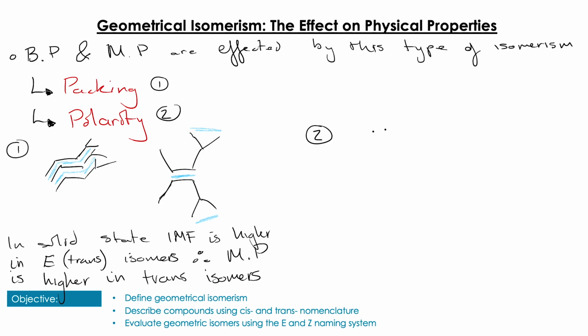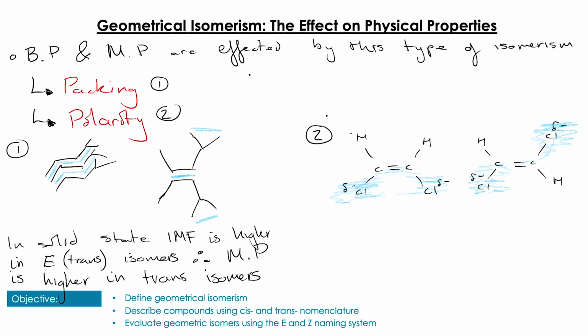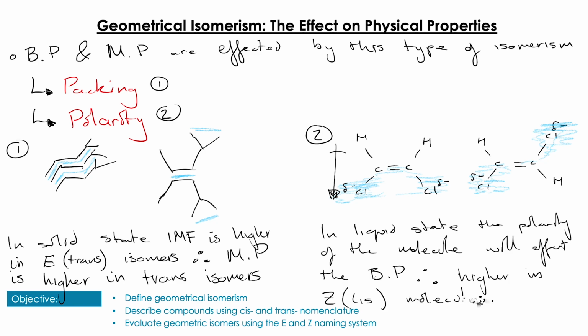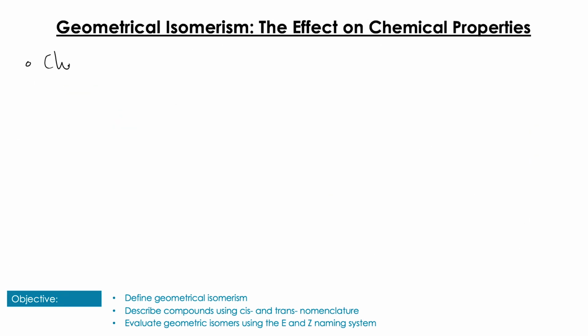Considering polarity affects the boiling point, if we take this molecule here, one of which is polar because all of the electrons lie at one side and the other is non-polar because it's symmetrical, we have an overall dipole moment. An overall dipole moment means that in a liquid state, the polarity of the molecule will increase the intermolecular forces and make it harder for the compound to be boiled, and thus Z or cis molecules will have a higher boiling point.